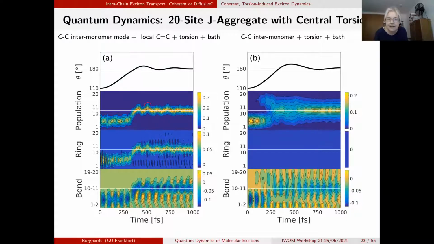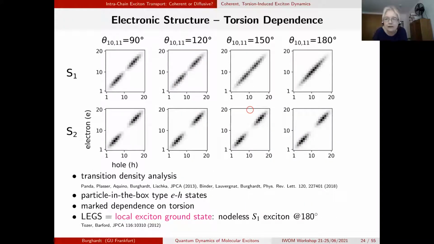We also see that the degree of trapping depends a lot on the high frequency mode. So on the right-hand side, we actually left out the most strongly coupled high frequency mode. And we see that the exciton is becoming much broader, much fuzzier, delocalized. So these trapping effects really depend on the vibrations. And so now let's take a look again at the electronic structure side to understand what's happening.